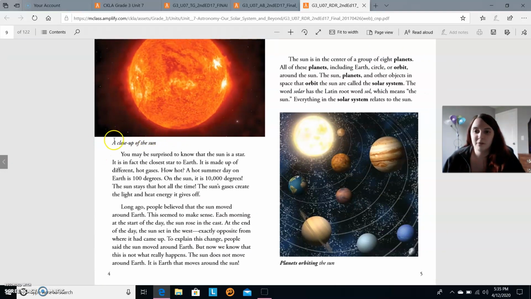A close-up of the sun. You may be surprised to know that the sun is a star. It is, in fact, the closest star to Earth. It is made up of different hot gases. How hot? A hot summer day on Earth is 100 degrees. On the sun, it is 10,000 degrees. The sun stays hot all the time. The sun's gases create the light and heat energy it gives off.